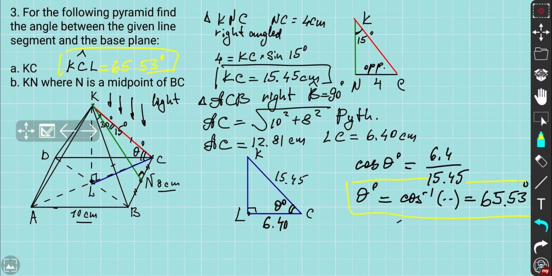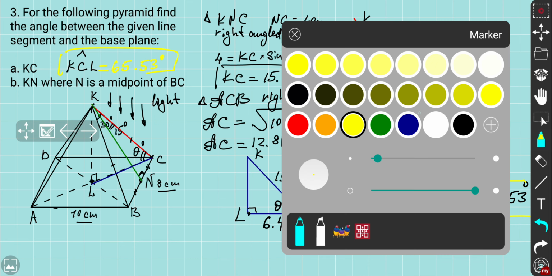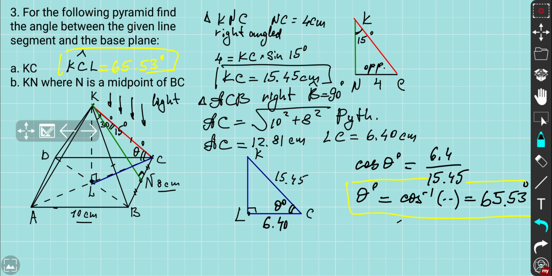Okay, so we figure it out. So what's next? KN, where N is the midpoint. So we need to find the angle between KN and the base. All right, so let's have a look here. So where is KN?